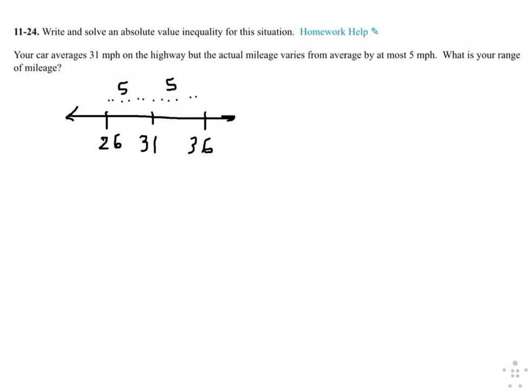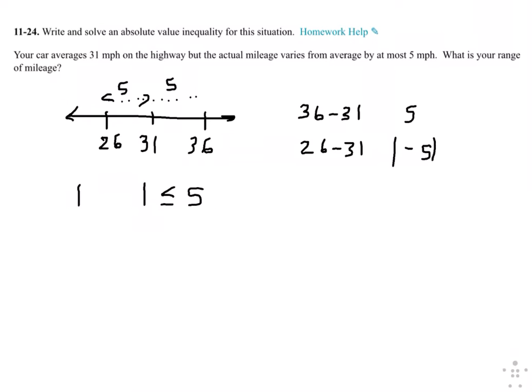Now, this means they want an absolute value inequality. So the distance, right, these distances are 5. So the distance of something has to be less than or equal to 5. And that distance is the actual mileage minus the 31, the middle. So 36 minus 31 would be 5, and 26 minus 31 would be negative 5, but if we take the absolute value, we get 5.